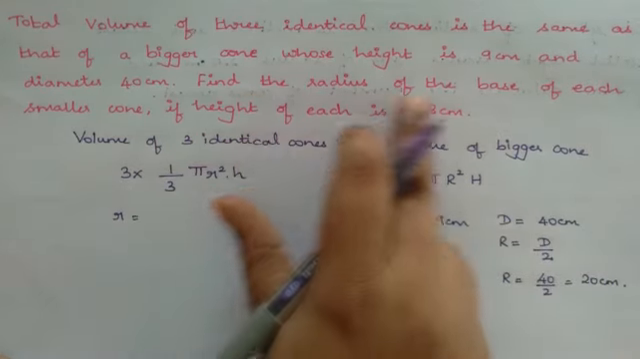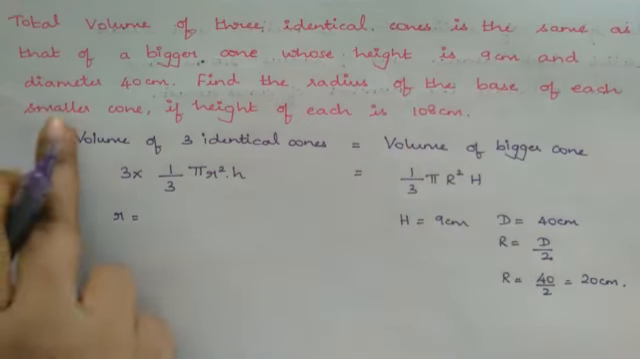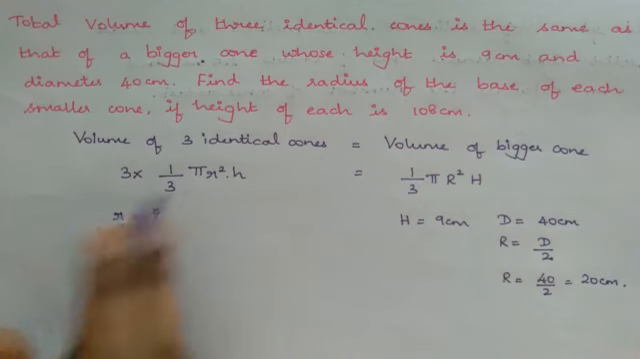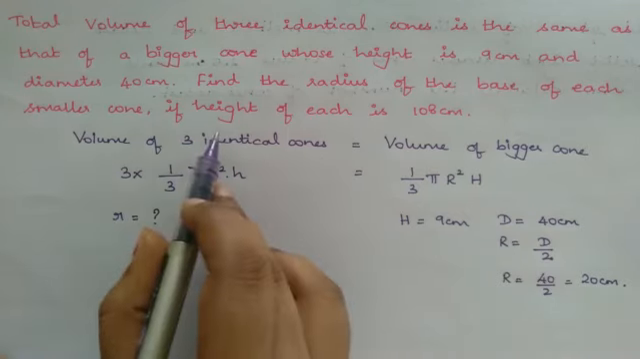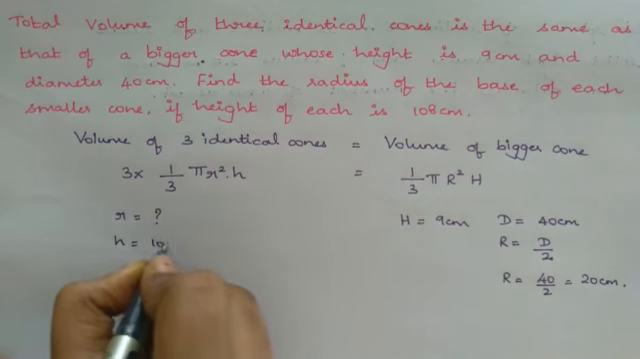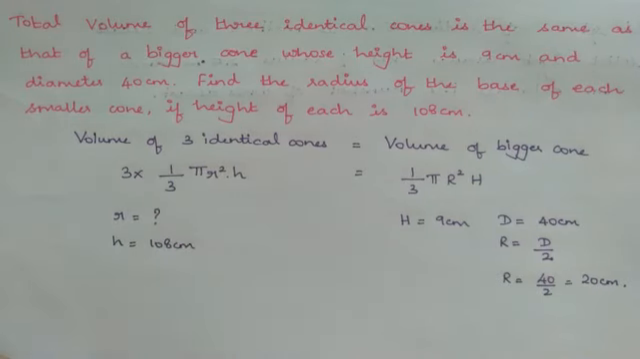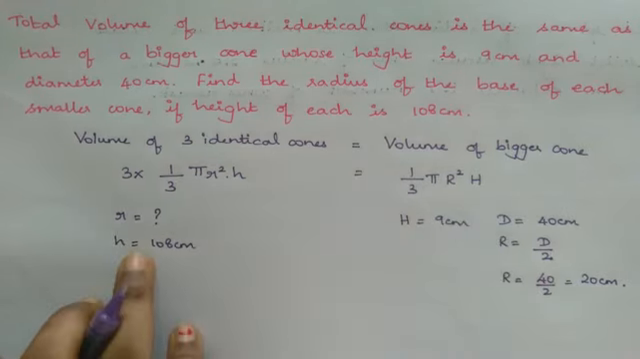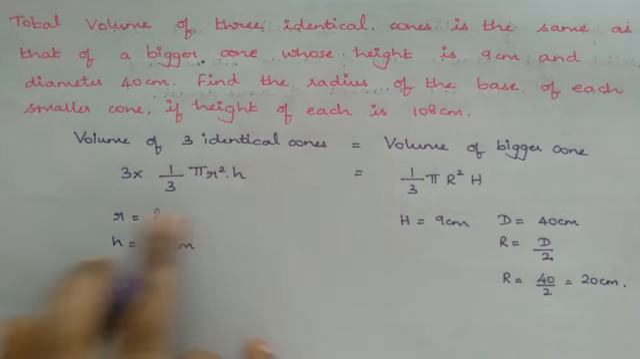Now we need to find the radius of the base of each of the smaller cones. This is the unknown quantity. The height of each smaller cone is 108 centimeter. So what are we having? We have the height and radius of the bigger cone and the height of the smaller cone. We don't know the radius of the smaller cones.